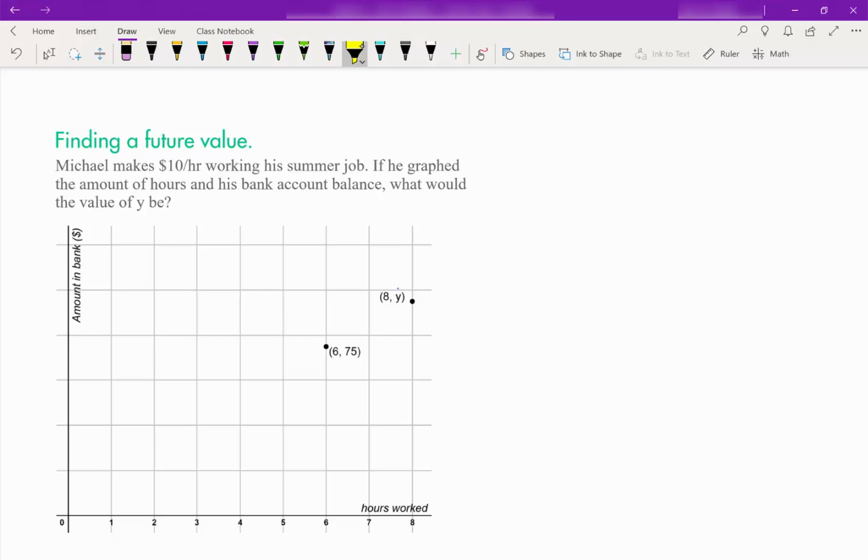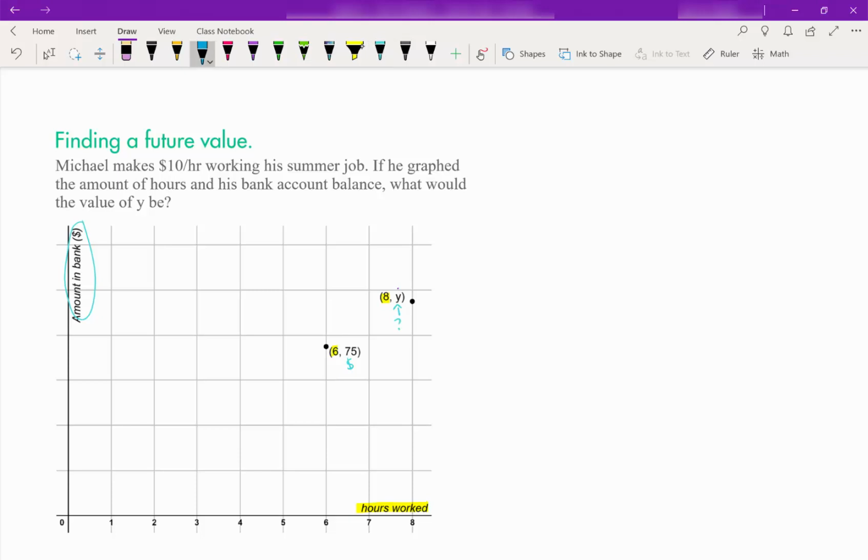And if he graphs these amounts, what would his value y be? So we might notice that x is the number of hours worked. So for the first point, that means 6 hours worked. And for the second point, it means he's worked for 8 hours. And then the other one is the amount in the bank account, which means that this is his amount of dollars, $75 at 6 hours, and some unknown amount right here. We've got to figure out what that is.